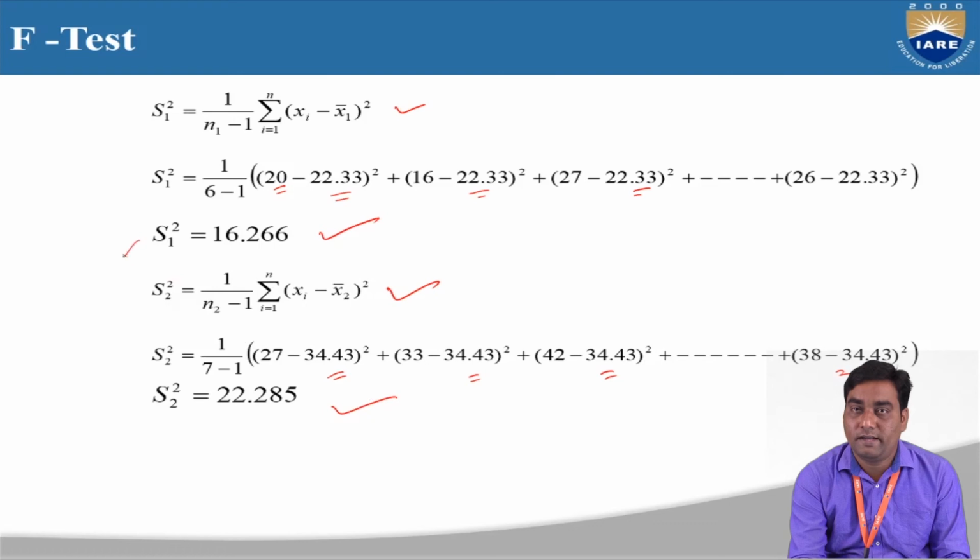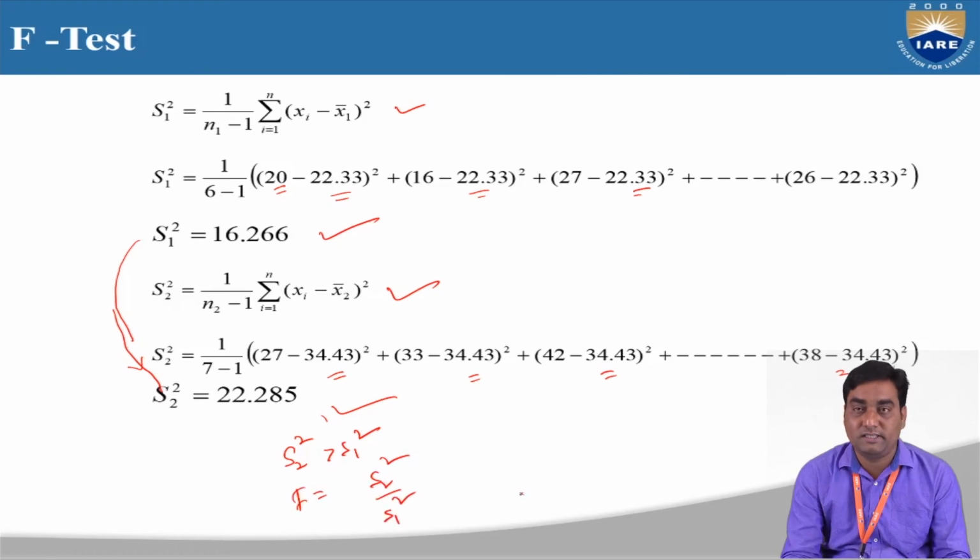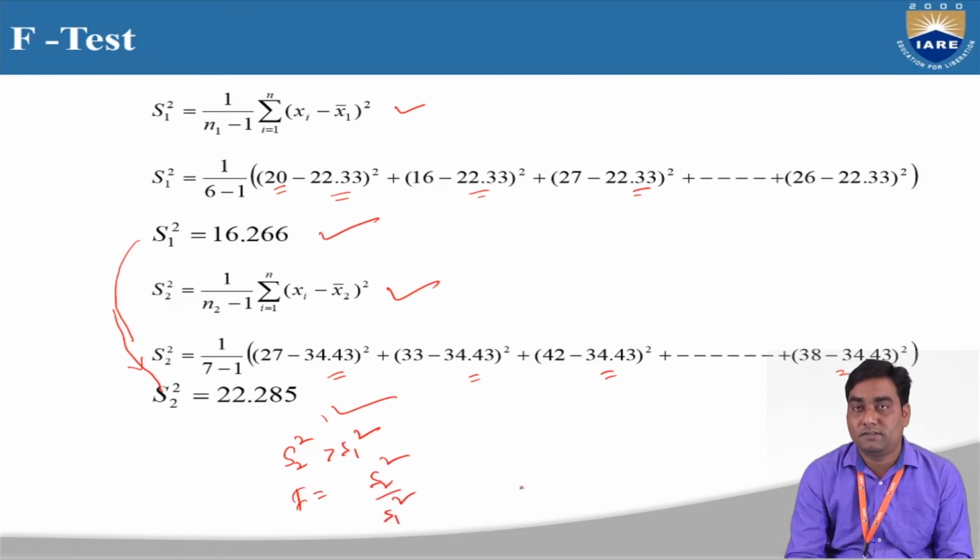So S1 square is 16.26, S2 square is 22.28. That means S2 square value is greater than S1 square. So in the test statistic we use F equal to S2 square by S1 square, not S1 square by S2 square, because here S2 square is greater than S1 square value.